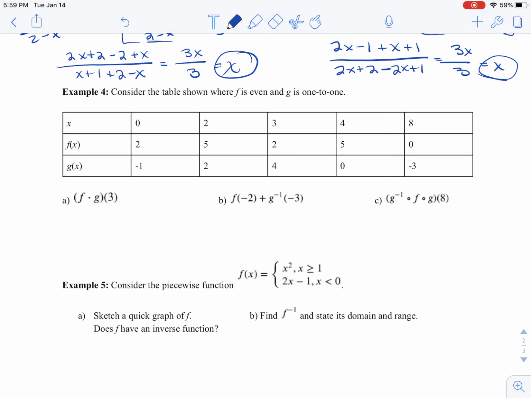So here, this first one asks for f times g of 3. Now, f times g of 3 is the same as f of 3 times g of 3. It's different than composition. And so for f of 3, we go over to x equals 3, and find out what the f of x value is. It's 2. So 2 times g of 3, we'll go over to g, look at 3, times 4. So here our value is 8.